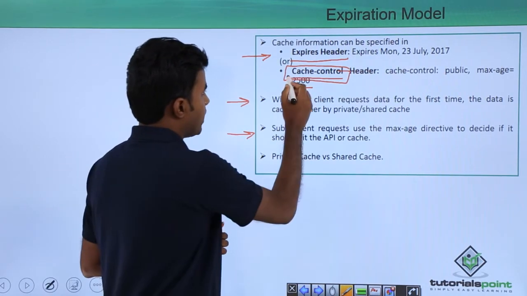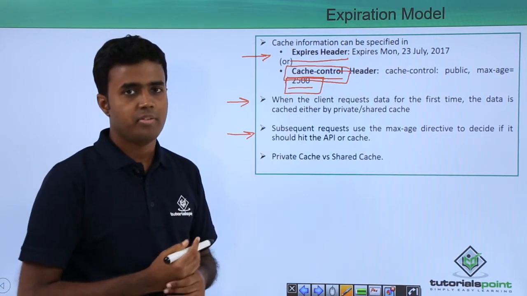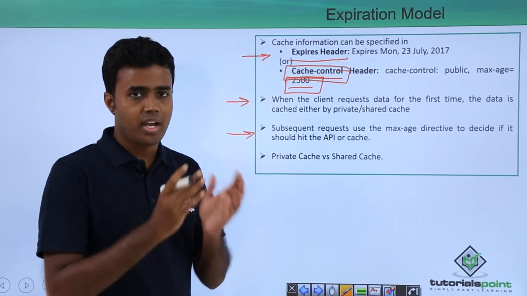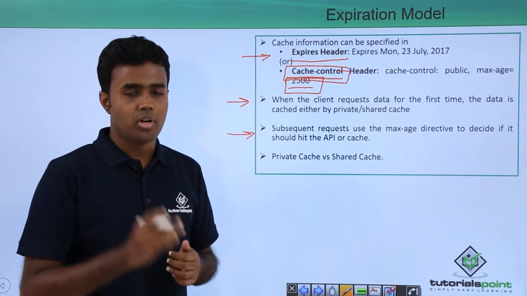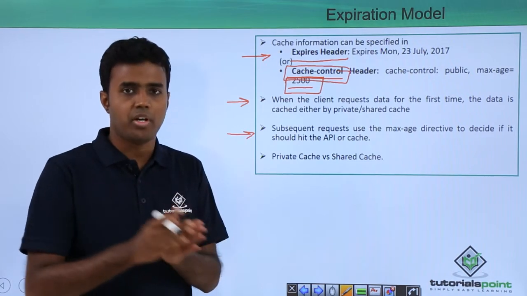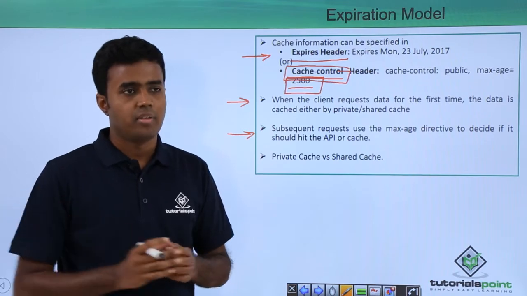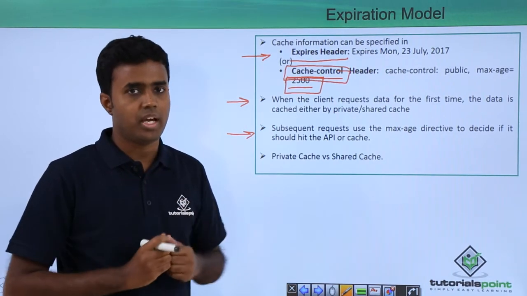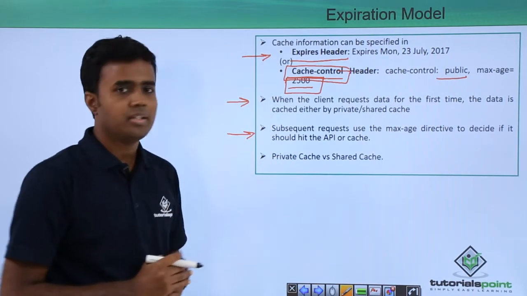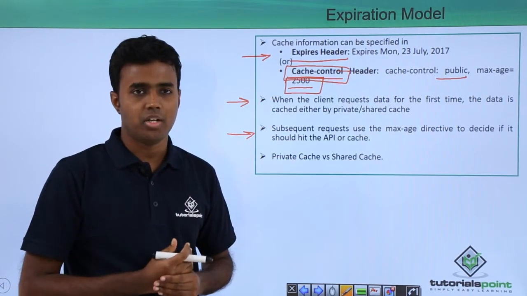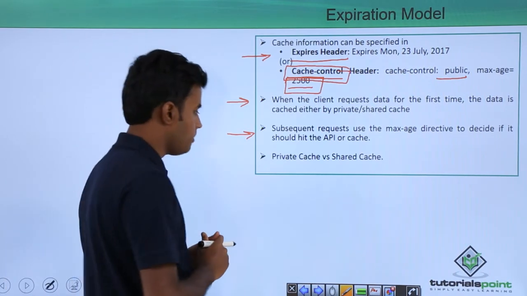And remember that what I have said is max-age 2500, which is nothing but seconds, which means that once the data is cached either by your private cache or by your shared cache, for 2500 seconds from that particular point in time, your request will not be sent out to the server, whereas it will be only retrieved from the cache. And public indicates that this particular response can be cached by either your private cache or shared cache. So let us look at one example over here.